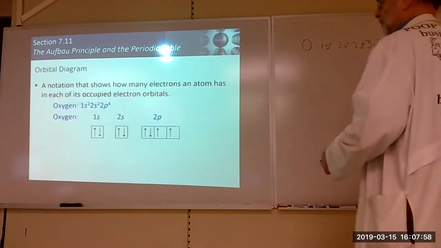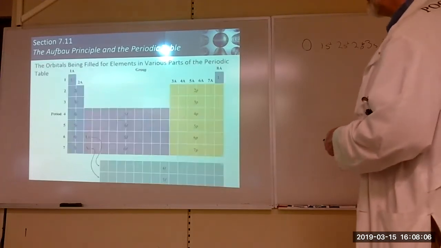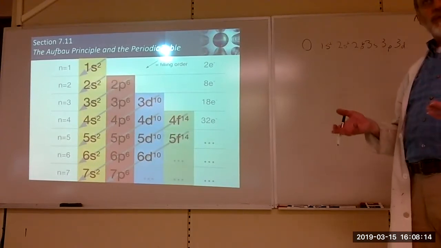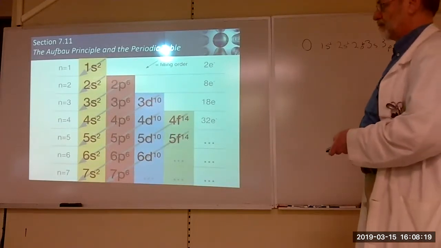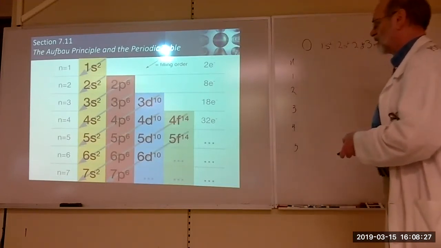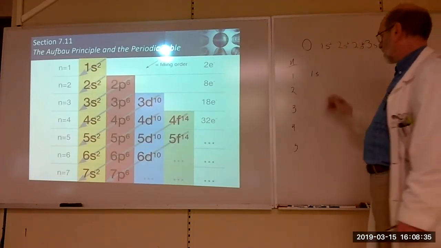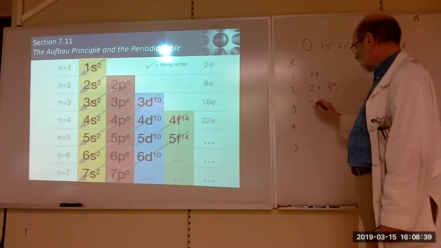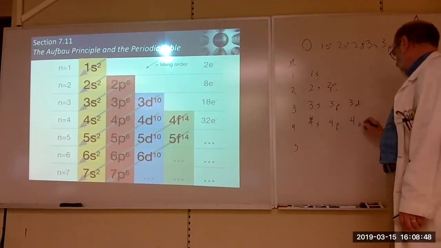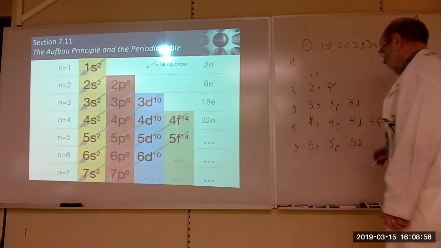Okay, back to the Aufbau principle. This is the easiest way to fill up your orbitals and get them right using this method. If you put your n's down the side, and then you put in your sublevels, this can be 1s, that's it. That's all you can have. The 2s, you can have 2s and 2p. The 3s, you can have 3s, 3p, 3d. The 4s, you can have 4s, 4p, 4d, and 4f. And then 5s, 5p, 5d. That's about all you're going to need. You can go up to g.